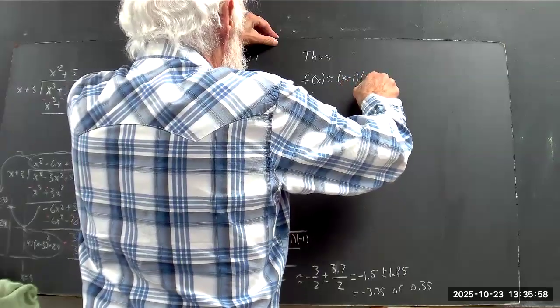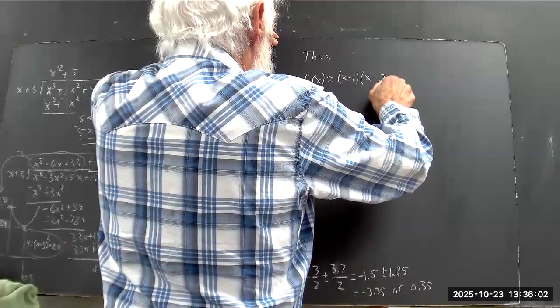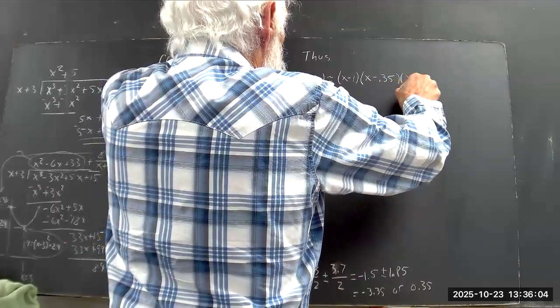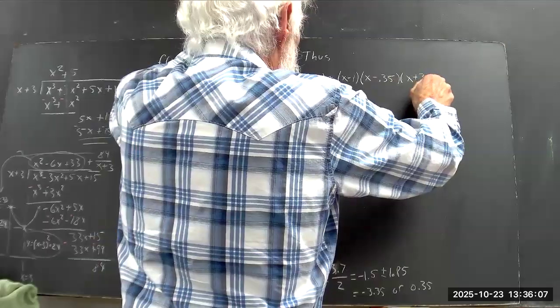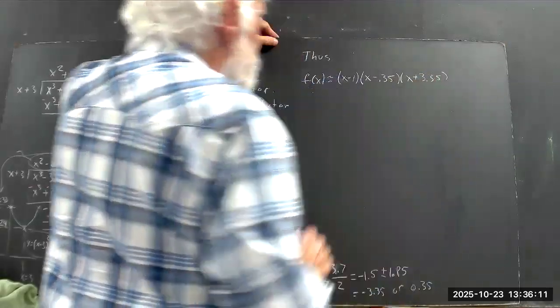x minus 1 times x minus 0.35 times x plus 3.35.